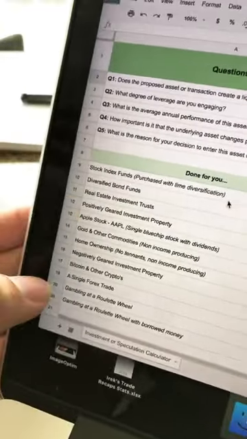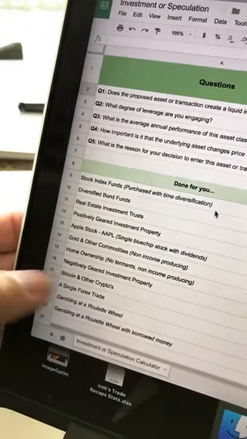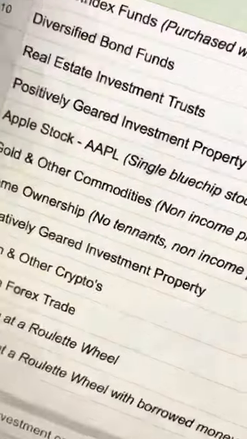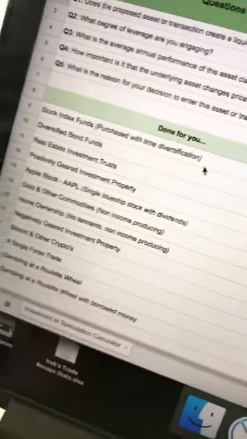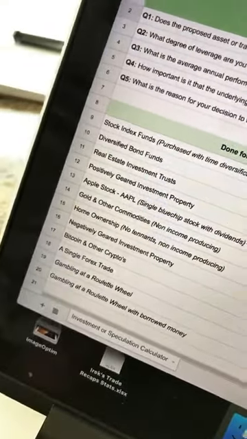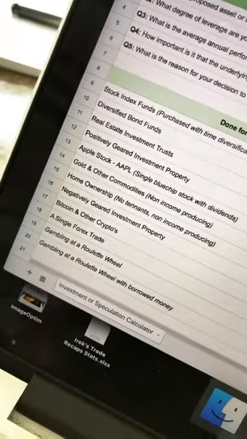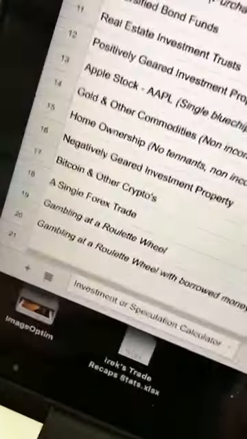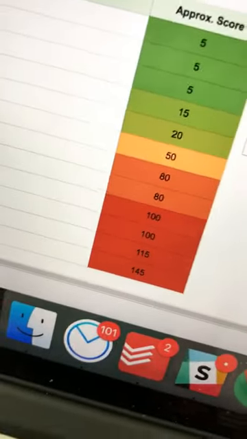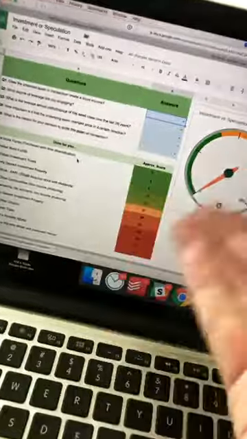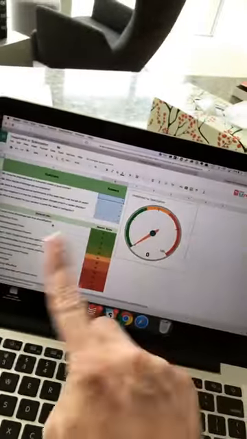And then as you keep going down the list, we're talking about negatively geared investment property. These guys are speculations. We're talking about home ownership with no tenants, no income. That's more of a speculation than what most people would love to admit. They're completely speculating with that. Bitcoin and cryptos, I know you guys are asking for it. We're talking about Forex trading. We even go into gambling, literally gambling at the roulette wheel. That pulls 115. Gambling with borrowed money is 145. I just put them in there so that you can know where the scale sort of operates.